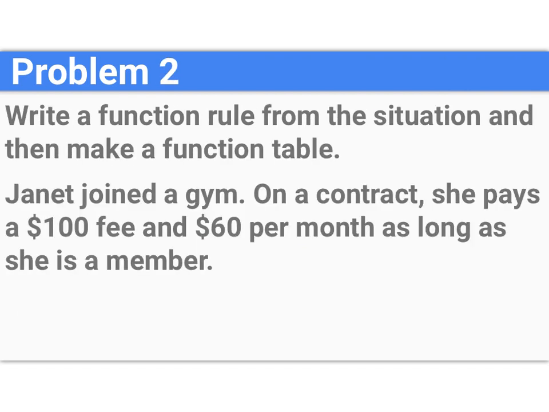Okay, write a function rule from the situation and make a function table. Janet joined the gym. On contract, she pays $100 fee and $60 per month. Remember, per means divide. What's before is y, what's after is x. That's your rate of change, $60 per month. So f of cost, let's try C for a different letter, 60C plus 100. Because it's a $100 fee. That's a one-time fee. So make a function table.